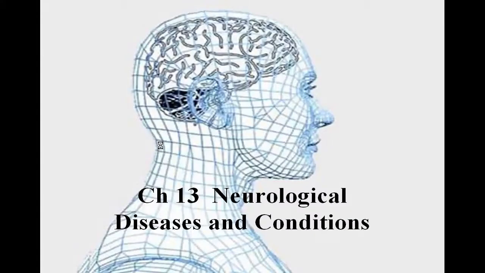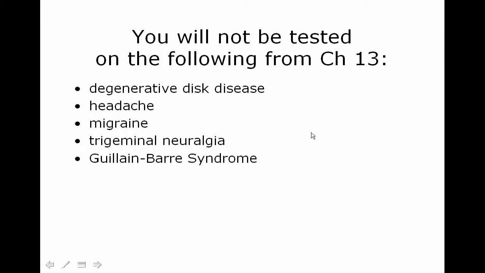Okay, this is Chapter 13, Neurologic Diseases and Conditions. This is Part 1. We're going to look at conditions of the brain and the nervous system. There's only a few of these conditions that we're actually going to skip in this chapter, and you see those on this slide at this time. The degenerative disc disease. We're not going to go into details about headaches, migraines, trigeminal neuralgia, or Guillain-Barré syndrome.